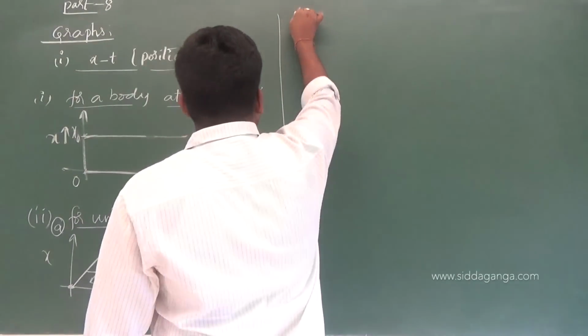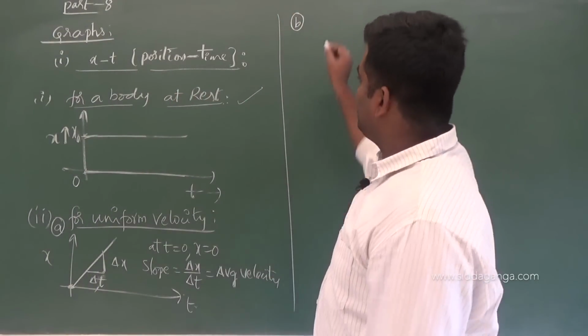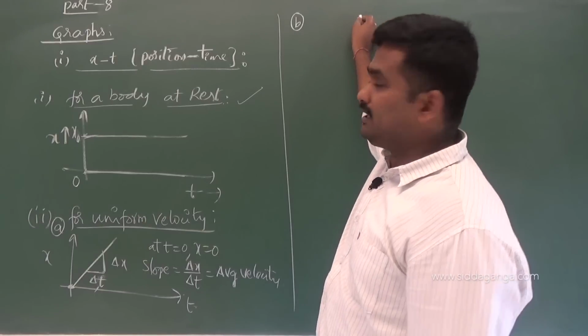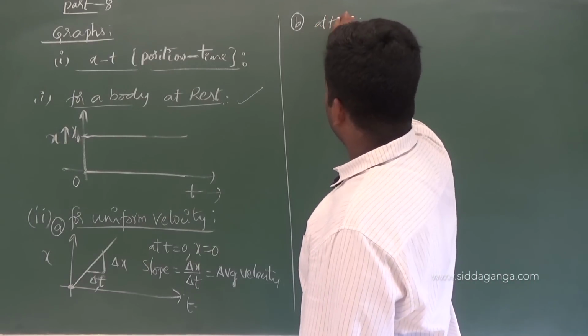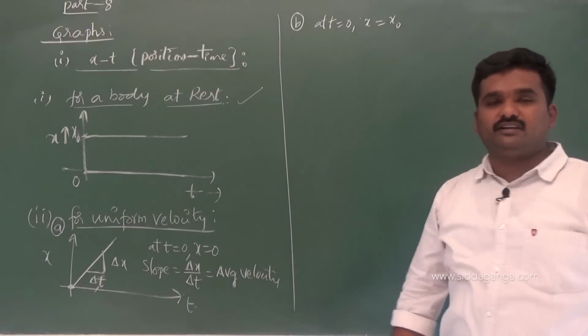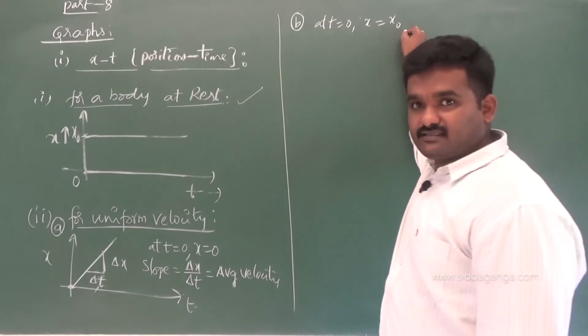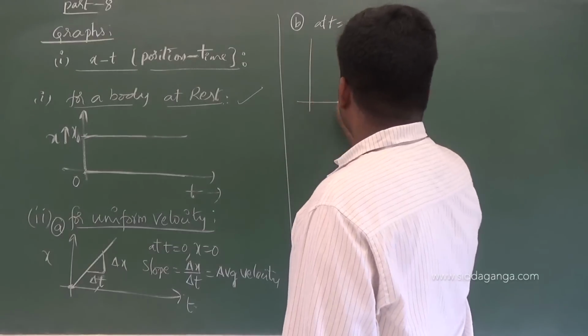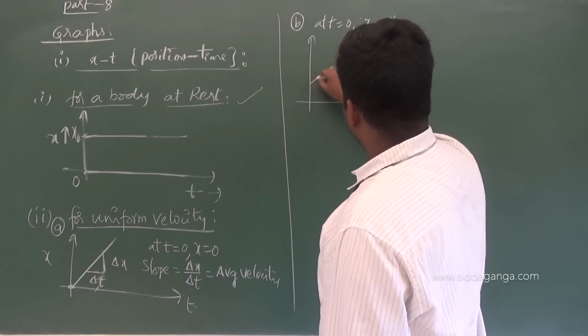Not only that, one is uniform velocity, which I have taken as 2a. 2b I will take, what is that? For a body moving with uniform velocity only, but at t equals 0, x is not equal to 0, it is at x naught. Let me say it is going to start from where? X naught. Then the position-time graph is supposed to be like this.